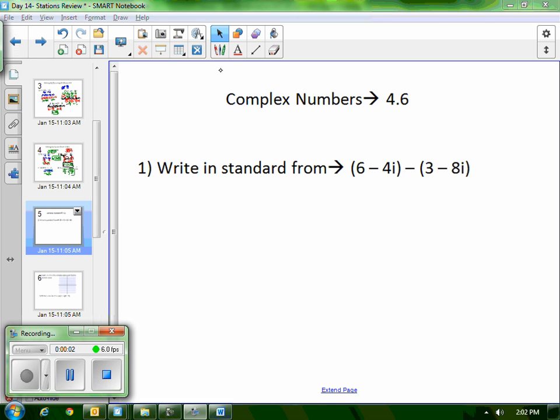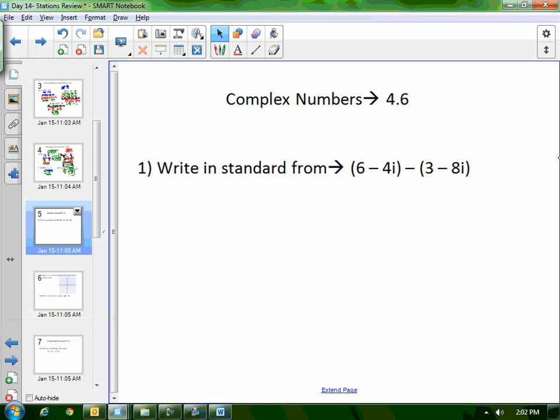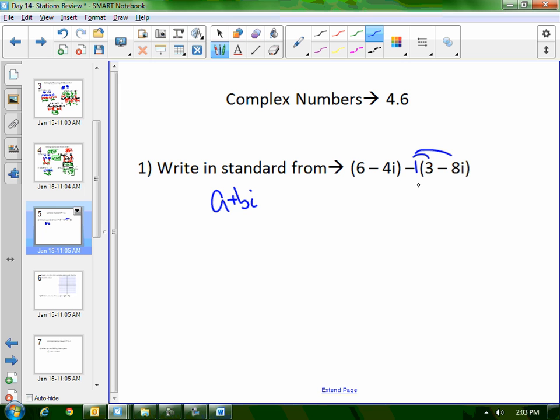If they give you some complex numbers and it says write in standard form, that means I want to see my answer is a plus bi. Whatever it is, a plus bi. So you got a minus sign outside parentheses. You better distribute the negative. That'll be minus 3 and then plus 8i.